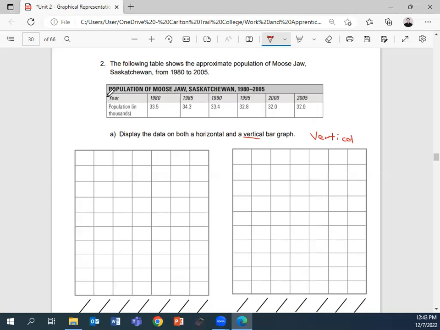So first off, I'm going to label each of these, right? I know my population is going to be on the y-axis for the vertical graph. Actually, put that on the right side. So my population is going to be on the y-axis. That's the one that goes up and down. And my year is going to be on the x-axis. So I can see here that these are in 5-year increments, right? Starts in 80, then goes 85, then 90, 95, 2000, 05, and so forth. So you see that a lot.